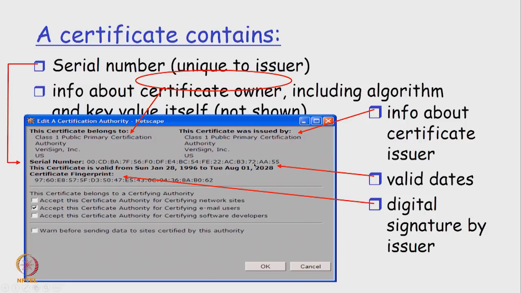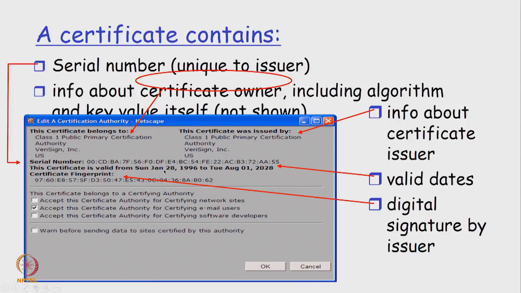Typically this is what you see, there is a certification authority here. First, there is a serial number which is unique to the issuer. These are the things you should keep in mind when looking at a certificate for signing. Then there is some information about the certificate owner, including the algorithm and the key value itself. So the certificate belongs to so and so. The next thing you see is the info about the certificate issuer who has issued this certificate. It also talks about certain valid dates.